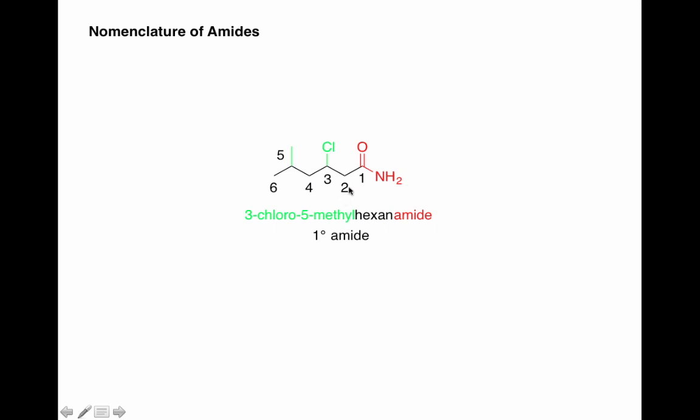This second example has a parent chain that is 6 carbons in length. It has 2 additional substituents attached to it at the 3 and 5 positions. Those are named out front and alphabetized. So 3-chloro-5-methyl. A 6 carbon chain is hexane. The E of hexane is dropped and amide is added. This too is a primary amide because the nitrogen is only attached to 1 carbon atom.